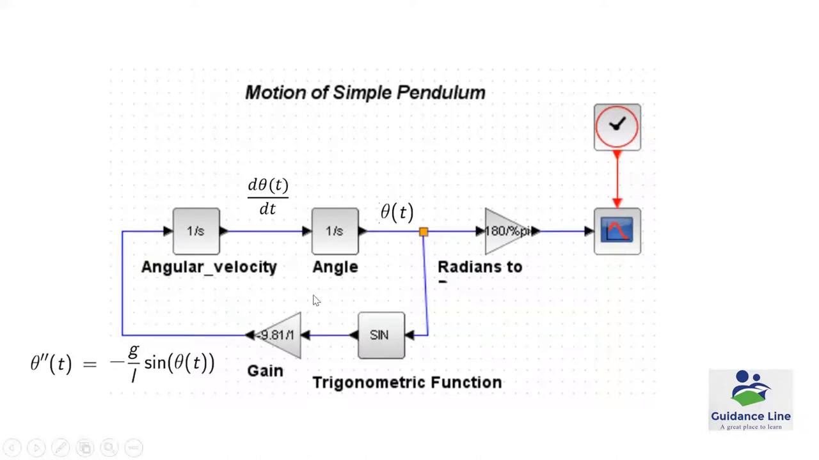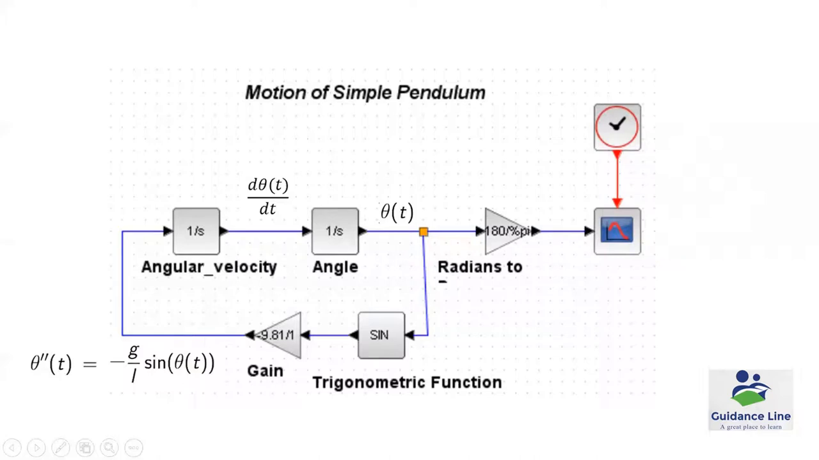As you can see over here, theta double prime t equals minus g by l sine theta t. We are considering this particular point, and based on this point, we are developing this model. When we place theta t in this trigonometric function, the output we get is sine of theta t, and then we have a gain multiplier. In this gain multiplier, the value is minus 9.81 divided by L. I have written 1 over here, representing the length of the string as 1 meter, although in the problem we discussed, the length given is 0.5 meter. So the gain we have considered is minus 9.81 divided by 1. The output of this is theta double prime t.